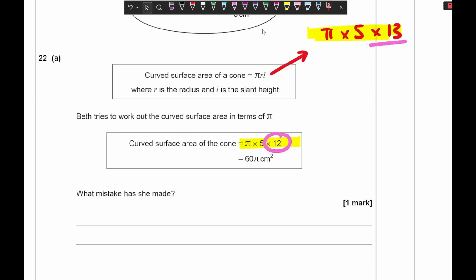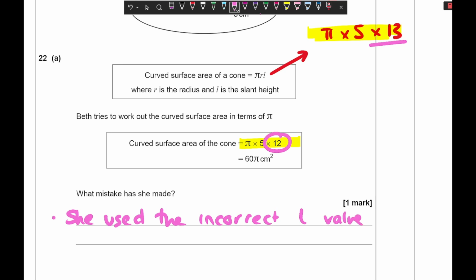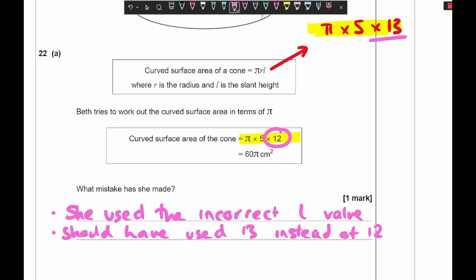So all we need to then do is just write that down. So just say that she used the incorrect L value, and you could say something along the lines of should have used 13 instead of 12. So something along those lines would be absolutely fine.